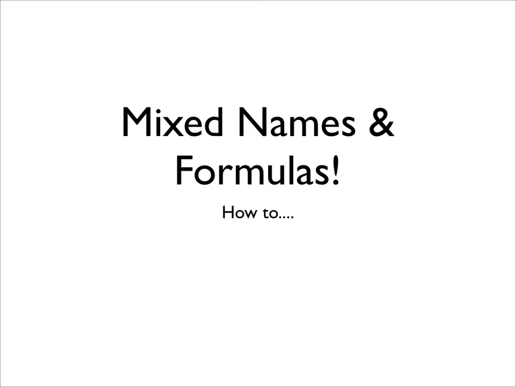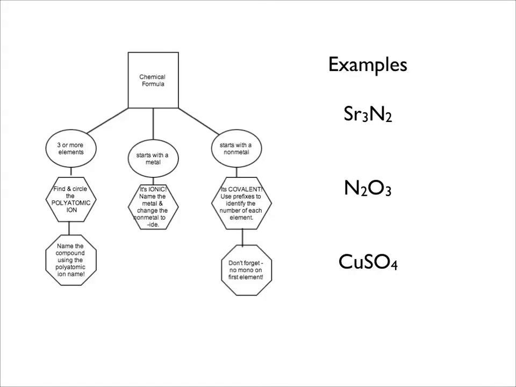In this video, we're going to review the flowchart that will help you write names and formulas when you have ionic and covalent compounds mixed. Let's practice using the flowchart to change a chemical formula into a chemical name. Example 1.